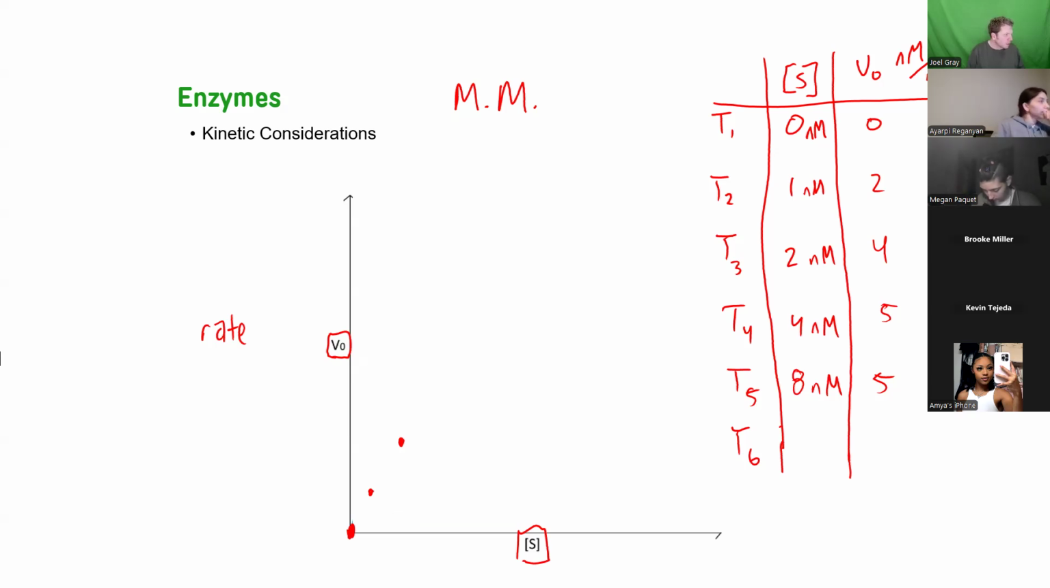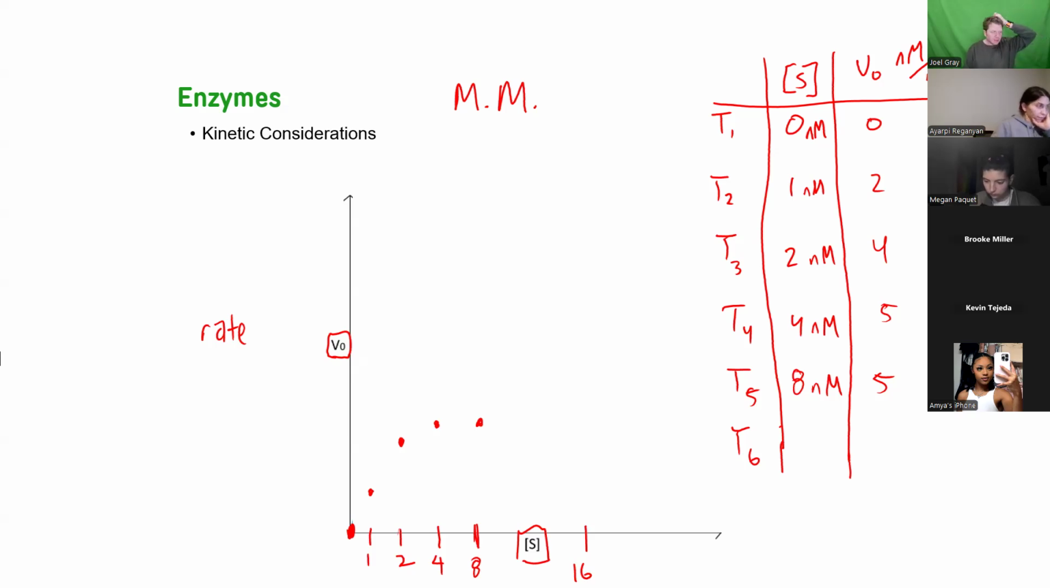I erase this and instead, so here's 1. I'm looking at my x-axis here. 1, 2, and then let's see. I've doubled my concentration of my substrate to 4. And what happened to my rate becomes 5. Then I've doubled my concentration of my substrate to 8. And I get this. I'm going to go ahead and double my concentration of my substrate to 16 nanomolar.